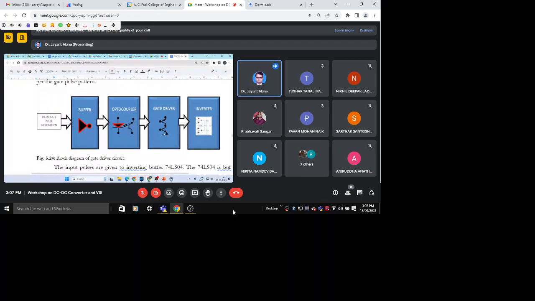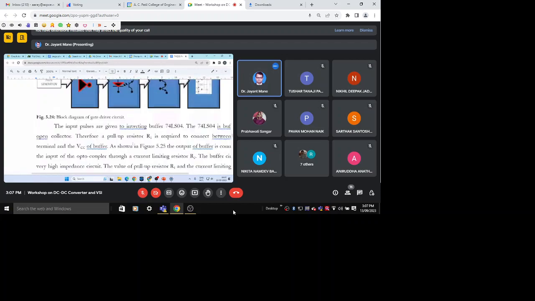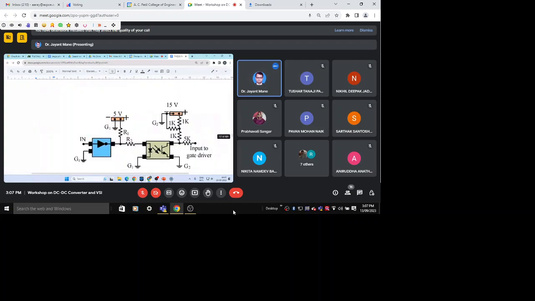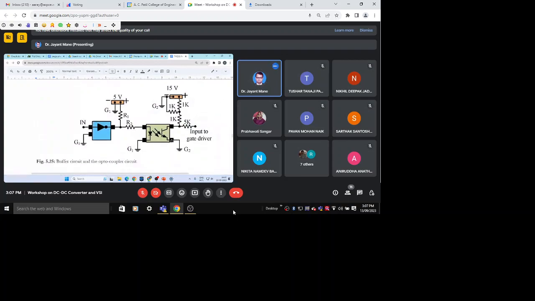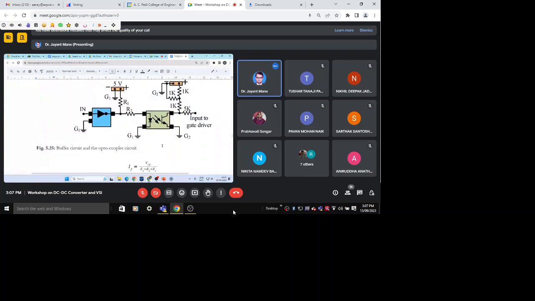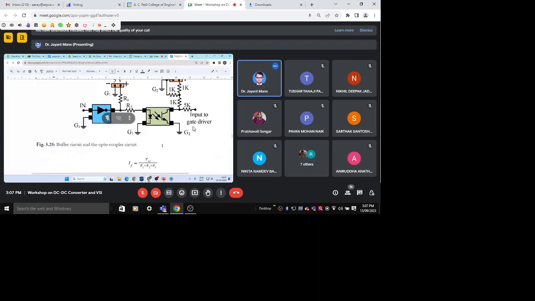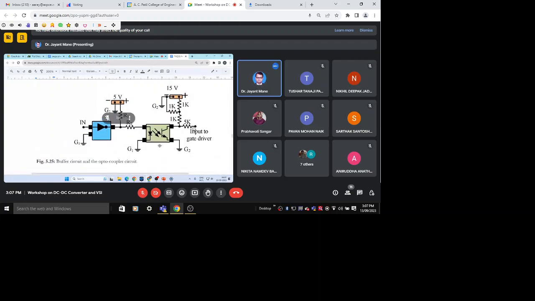What I have used is an optocoupler. So you can see the buffer and optocoupler circuit here. Okay, this is the buffer and this is the optocoupler circuit diagram. Supply is given to this.